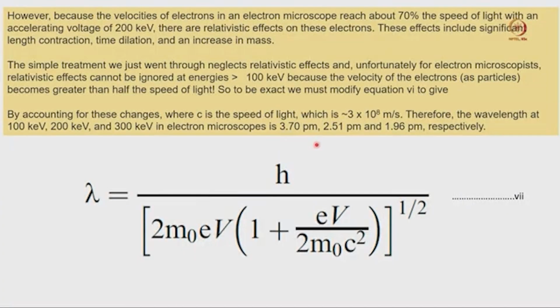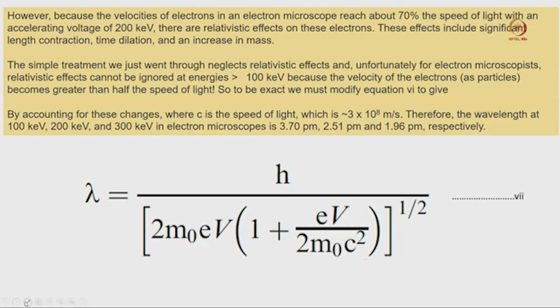And that is the reason we always have to consider the relativistic effect, and the final equation we get is lambda equals h by the square root of 2 m0 eV, because the mass will be modified, into 1 plus eV by 2 m0 c squared, where c is the speed of light.